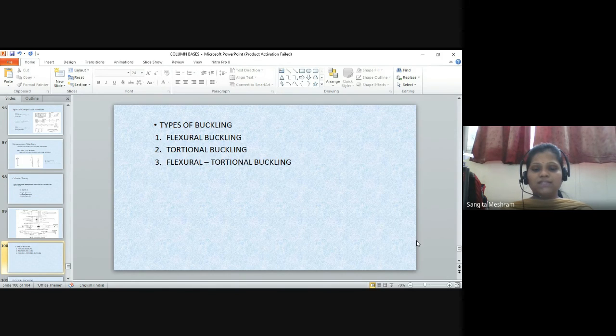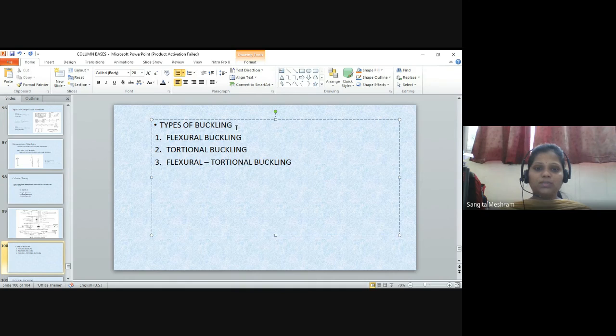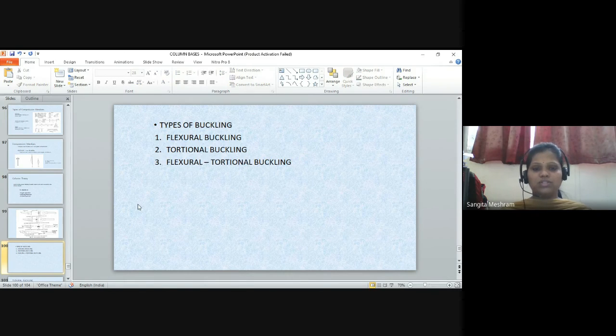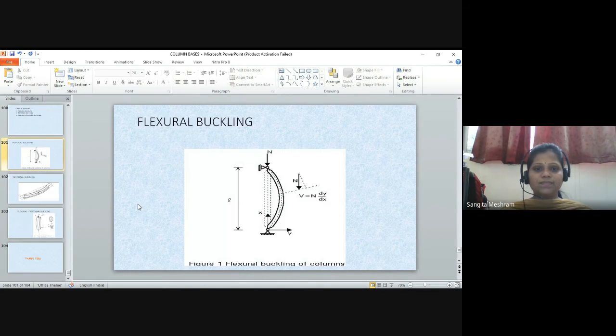Previously, we have seen the tension member. In case of a tension member, the failure is due to cross section yielding, net section rupture, and block shear failure. So here for a compression member, it depends on the buckling effect. So there are types of buckling: flexural, torsional, and flexural torsional buckling. So this is flexural buckling of columns. Load is acting like this. Then there is a length. This is the length of the column.